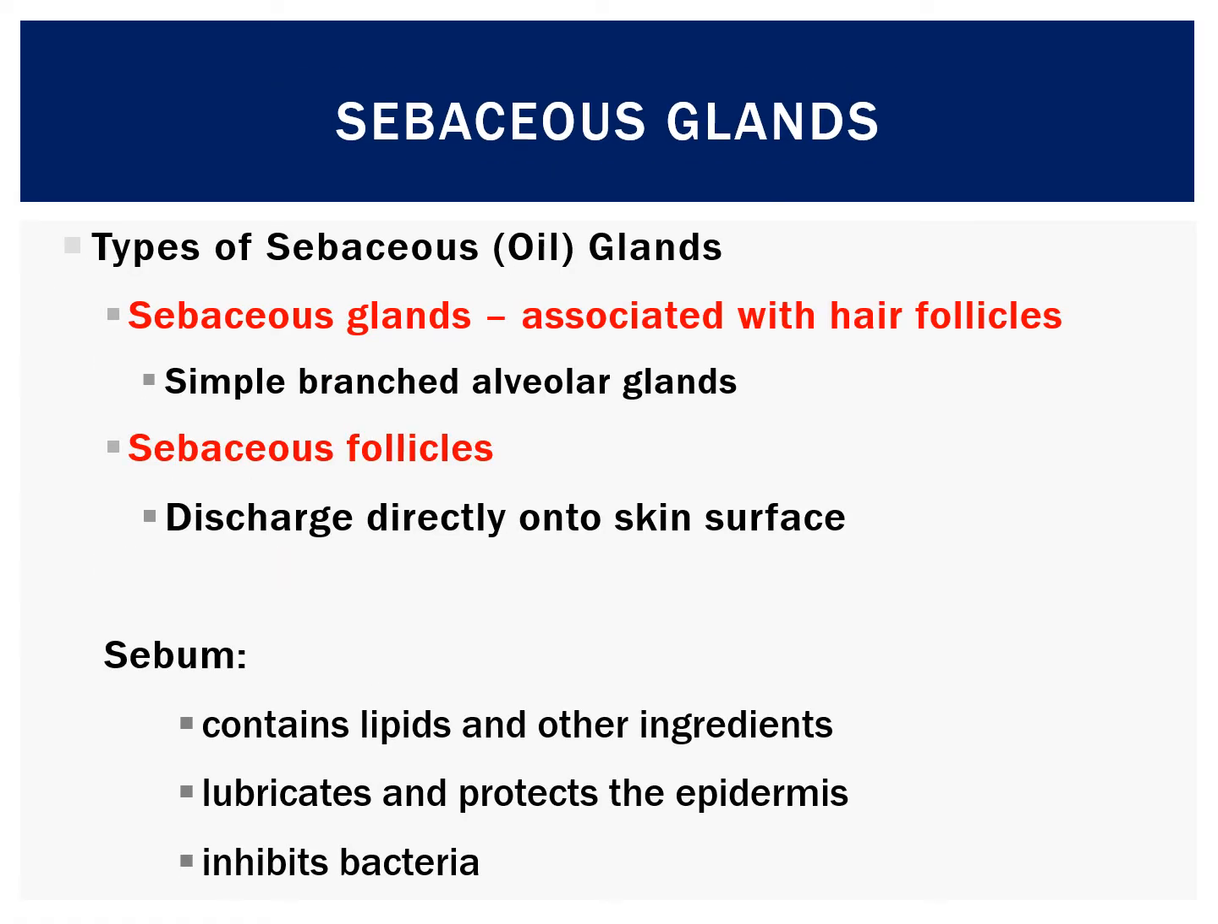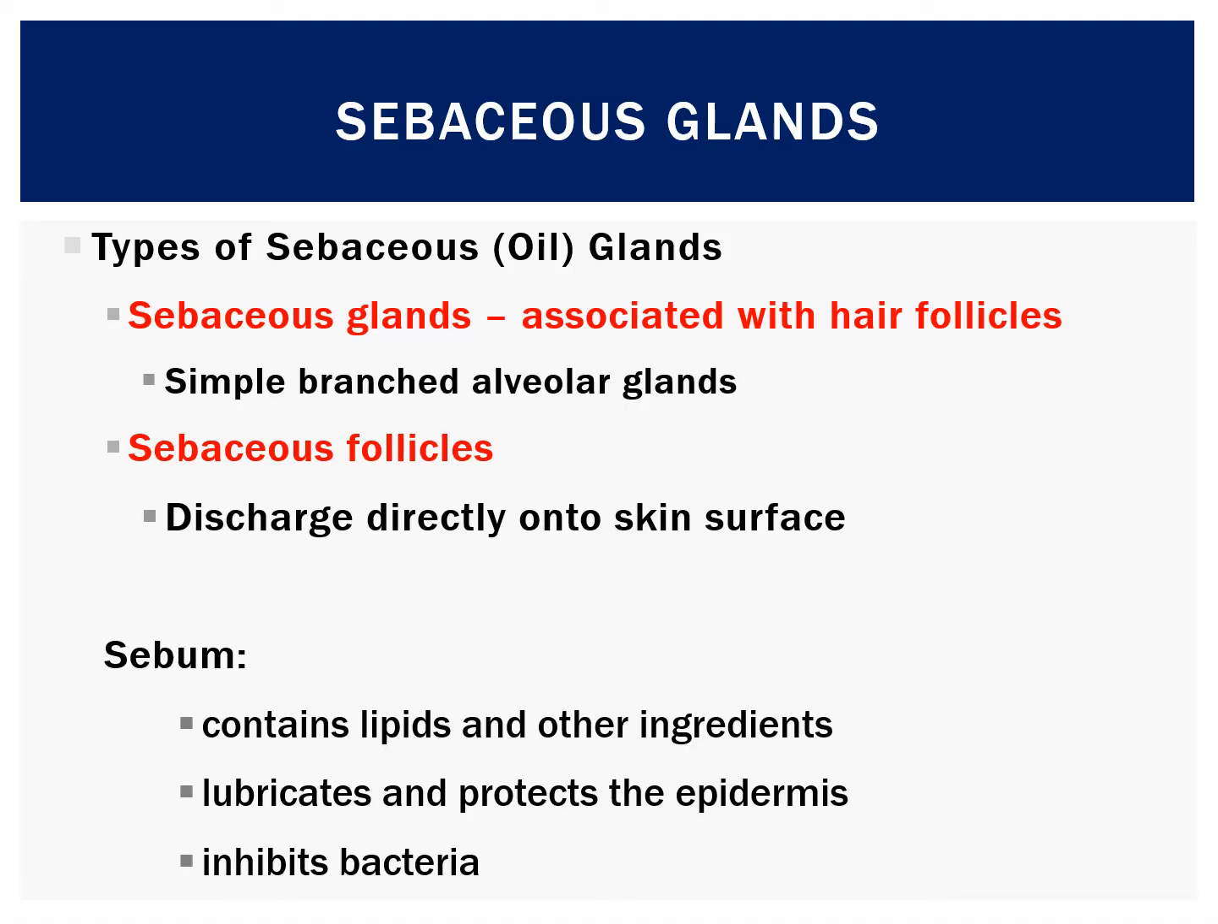Let's look into the types of sebaceous glands. First, sebaceous glands that are associated with the hair follicles are simple branched alveolar glands. Second, sebaceous follicles, which are secreted directly on the skin surface, meaning that sebaceous follicles do not attach to the hair follicle.